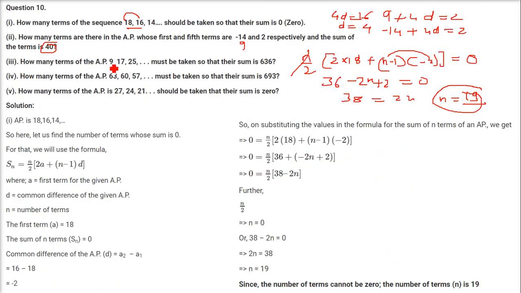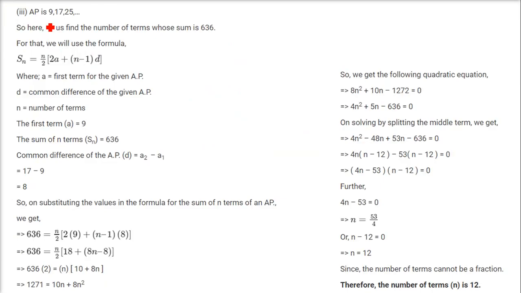How many terms of this AP must be taken so that their sum is this one? How many terms is this sum, and how many terms is this sum? So I'll take one of these and then this one. So now here the sum is given as 636. So S equal to n by 2, 2a plus n minus 1 into d. And here we have a as 9, d as 17 minus 9, which is going to be 8. So a and d are known to us. We'll just use the formula, where the sum is already given, 636. So n by 2, 2a, a is 9, n minus 1 into d, d is 8.